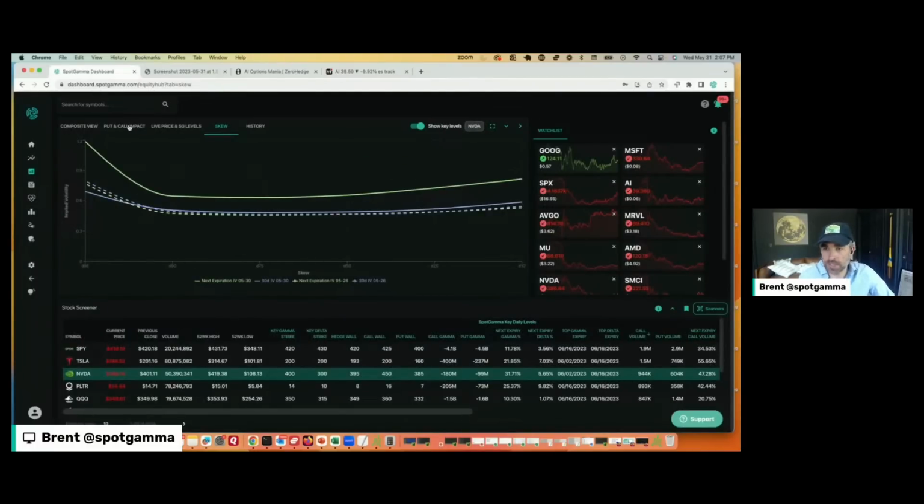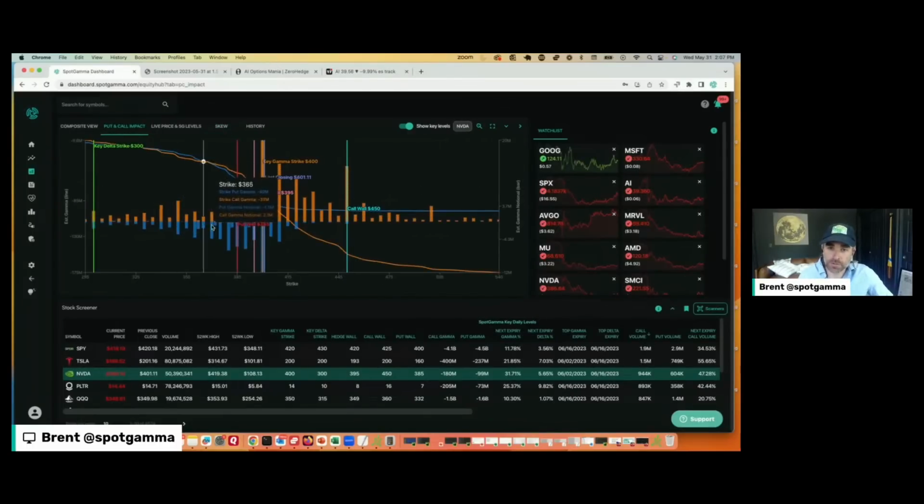So let's focus on some of these names just quickly and look at some of the key levels. If we look at our put and call impact, this is one of my favorite charts here, because what you're looking at is in orange, you're seeing the call gamma at every single strike. And then in blue, you're seeing the put gamma at every single strike. And I like to look at the complete picture.